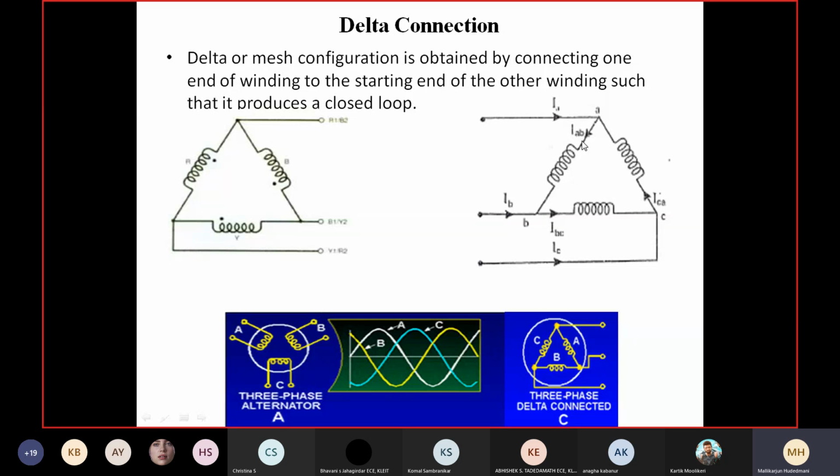Then what we will be doing? I want to connect, what is the relationship between IA with IAB? So that phase current, line current, I want to connect. For that what I will do? I may pick junction A, junction B, junction C, any one of the junction you pick for your study. Then what I'll be doing?